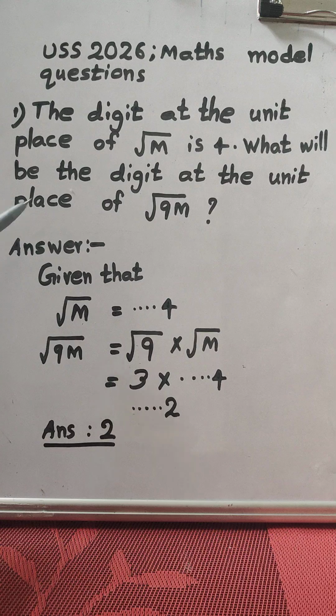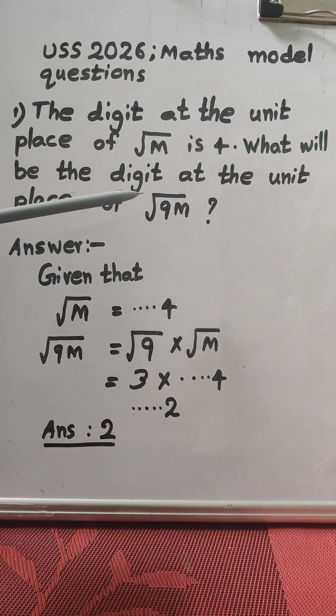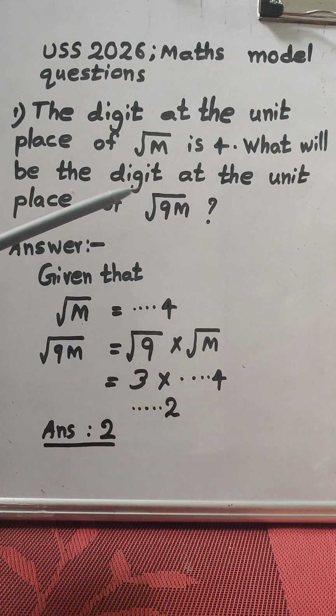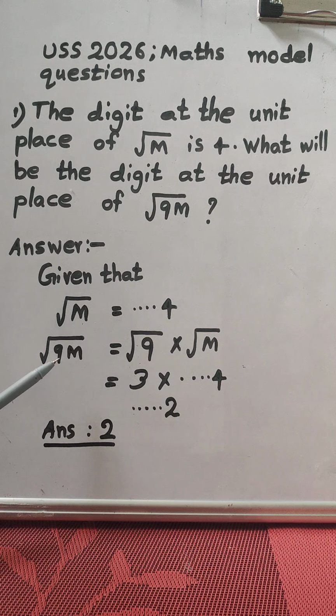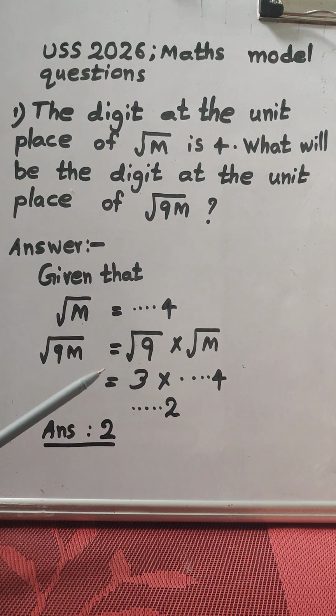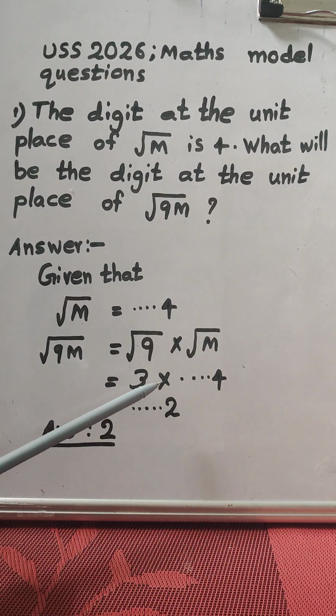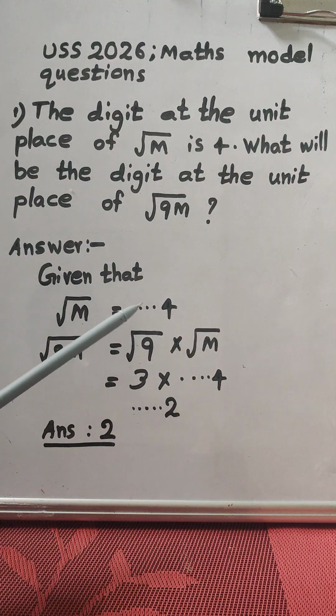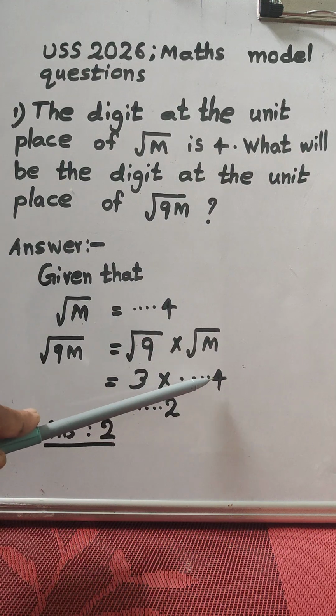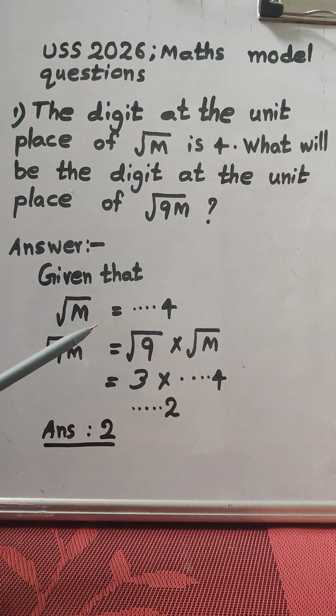And we can find the digit at the unit place of square root of 9m by writing square root of 9m is equal to square root of 9 into square root of m. And we know that square root of 9 is 3 because 3 into 3 is equal to 9, and a number ending with the place value 1, 4.